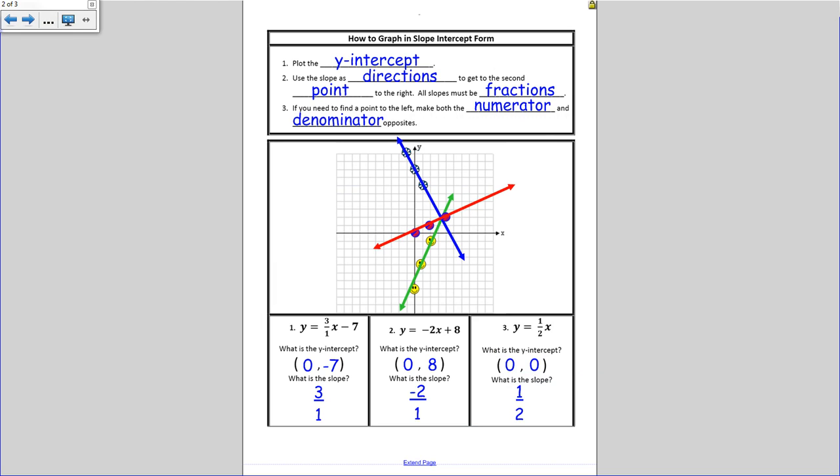Now go ahead, pause the video, try the problems on the next page, hit play when you're ready. We will not give credit if you're not showing your work. If we just see lines, no points, you cannot receive credit.